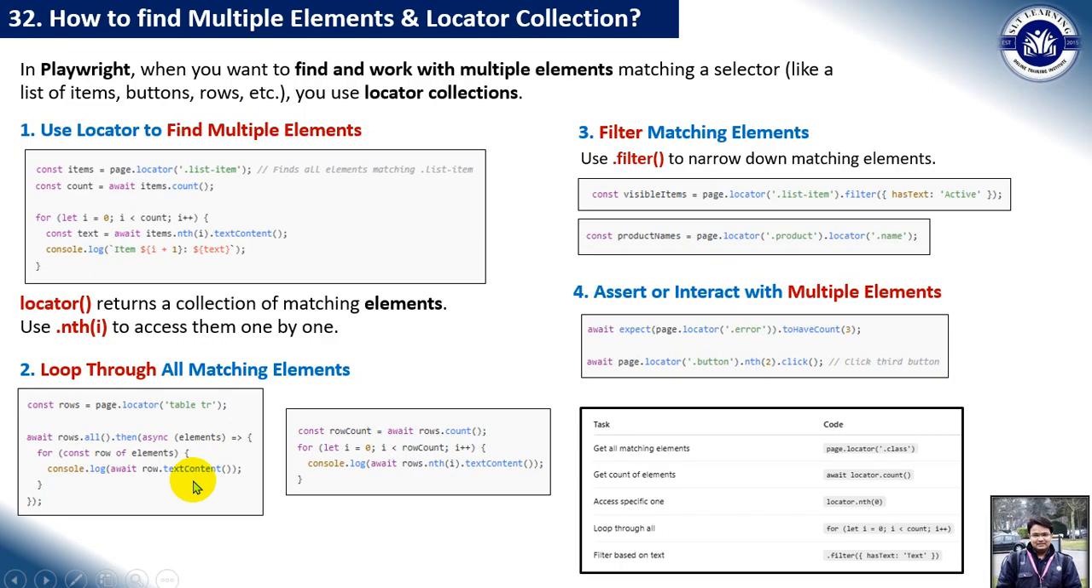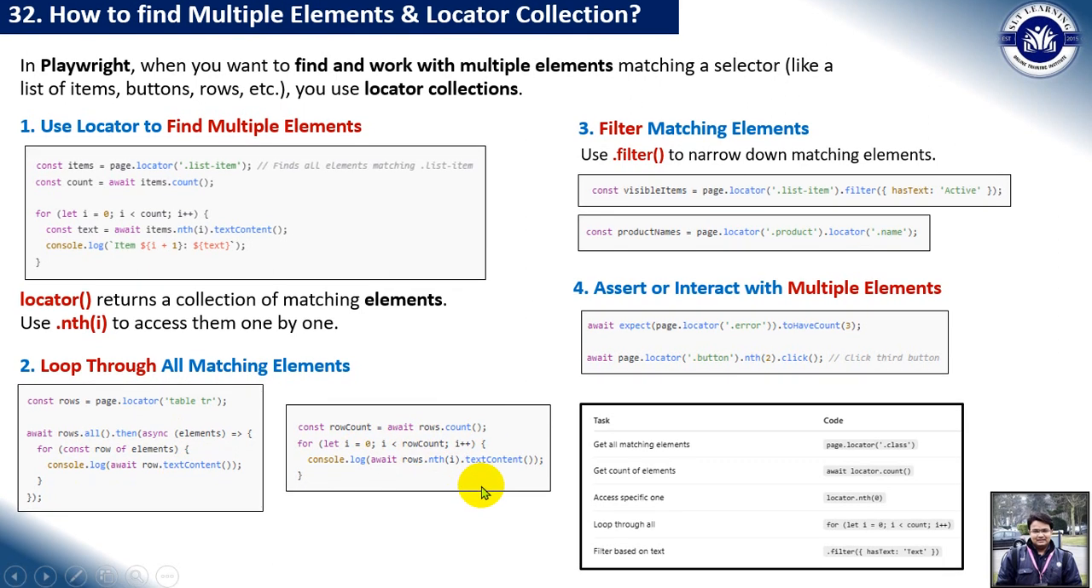This is a constant, table tr, so if it is matching the table tr locator, then it will be printed. All the tr means table rows, so all the rows will be printed over here. The same way you can go with the row count, and based on the row count you can print the text content, and that's why text content and inner text will be useful.